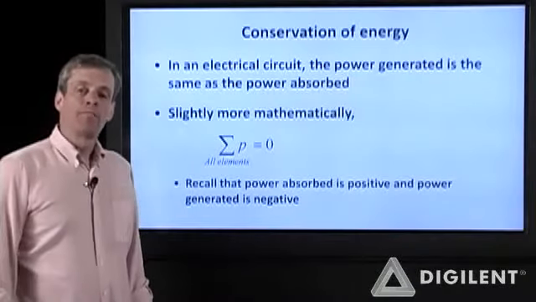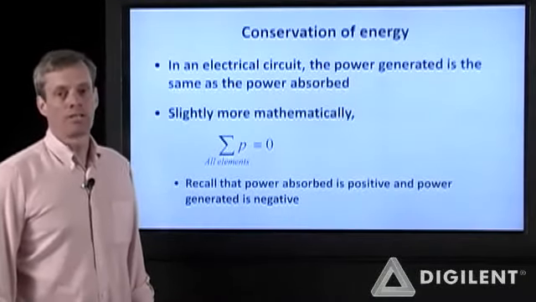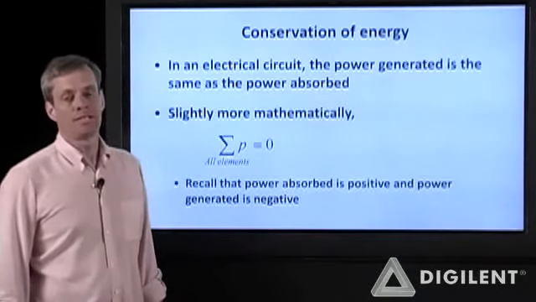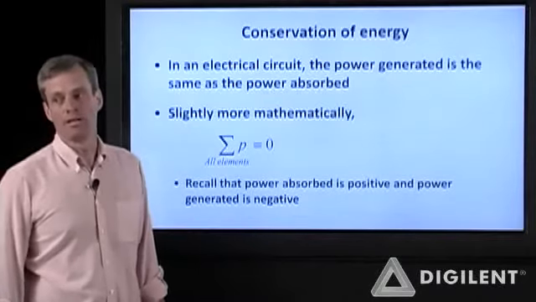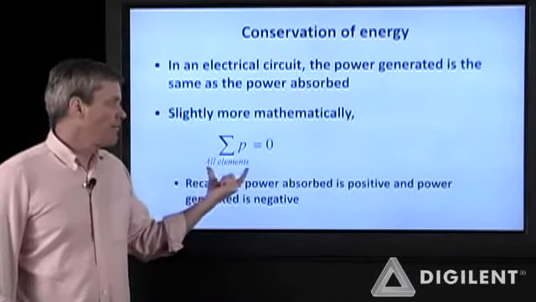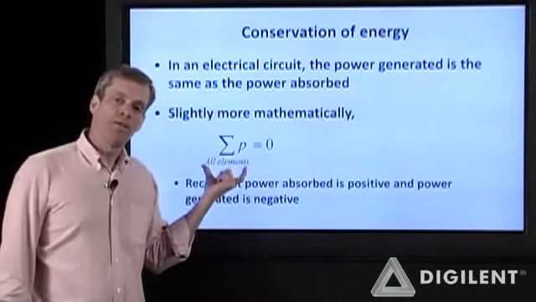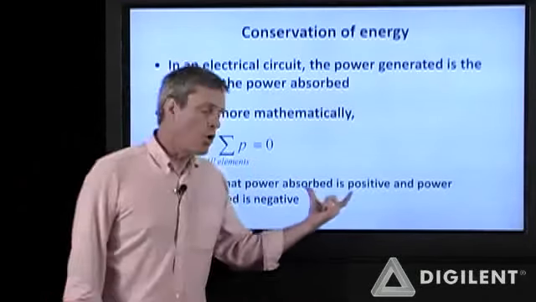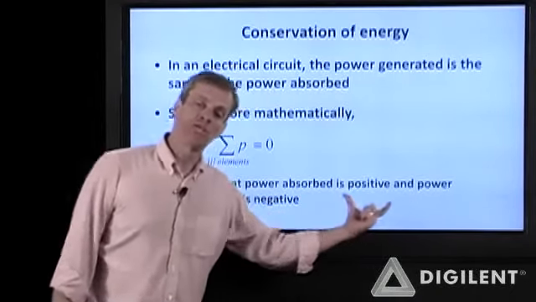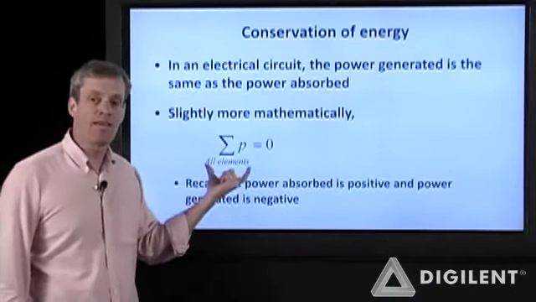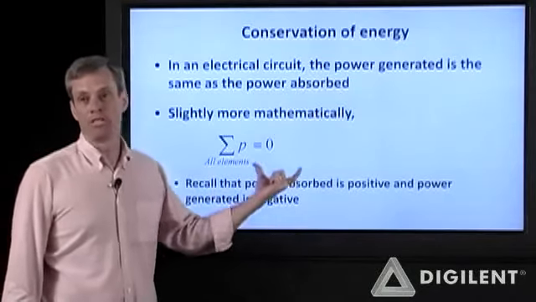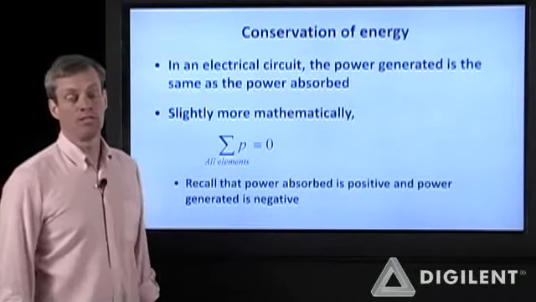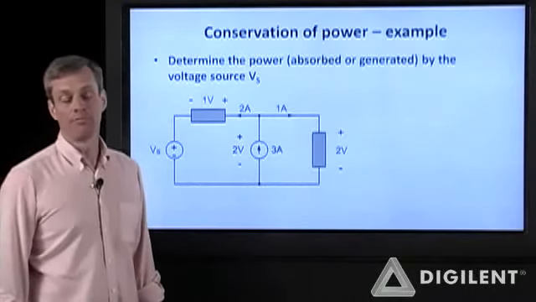Okay, our final topic on power for the moment is going to be talking about conservation of energy. In any electrical circuit, the amount of energy absorbed is the same as the amount of energy generated. Mathematically, if we sum up the power contribution from all the elements, we have to get 0. And remember that if power is absorbed, that's a positive number. If power is generated, that's a negative number. That's how we can make these powers sum up to 0. Some of them are negative, some of them are positive. The overall contribution has to be 0 from the entire circuit itself.